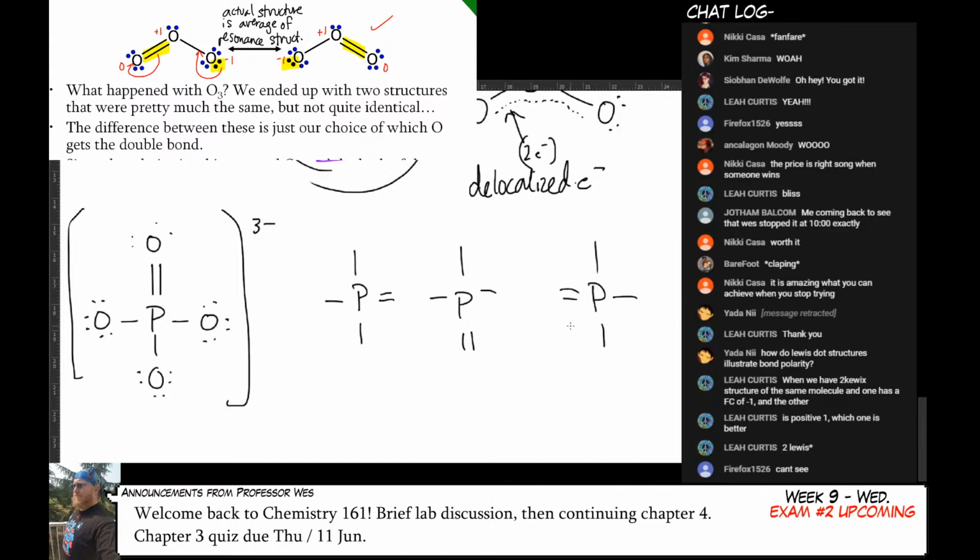So you can imagine that these are my resonance structures for phosphate, right? And these all have oxygens around them. I guess I could put the oxygens in. I'm not going to put the electrons in, though, because that's just going to take too long. And so I've drawn all the resonance structures for phosphate.